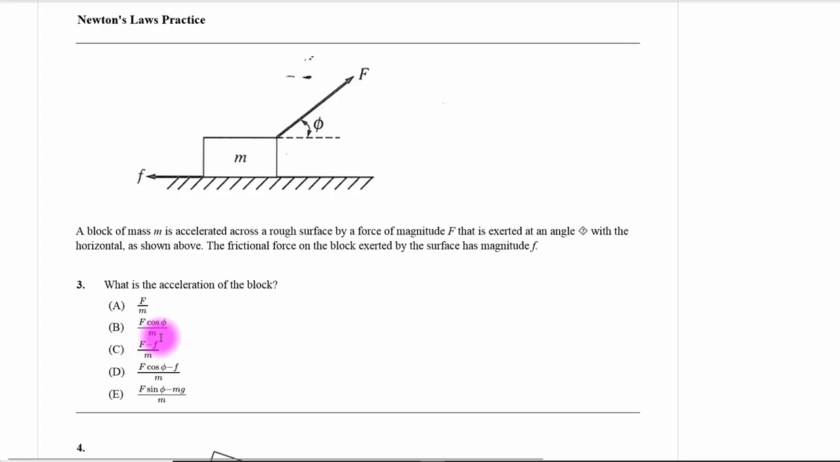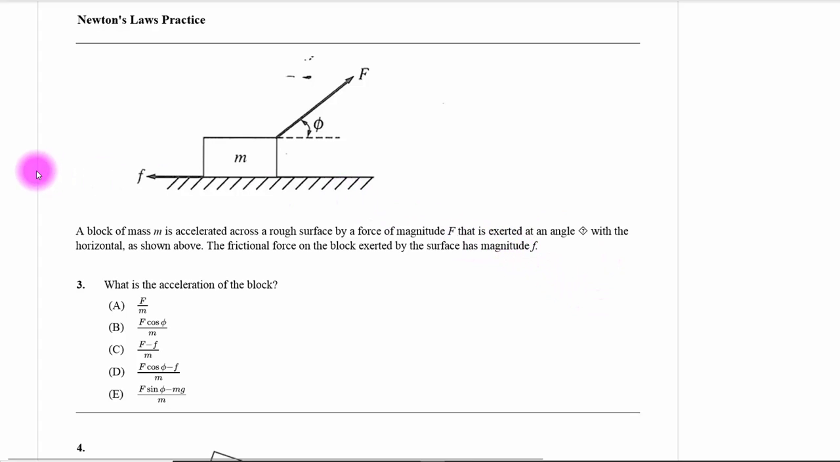So for this problem here, it says a block of mass m is accelerated across a rough surface by a force of magnitude F that is exerted at an angle, phi, the Greek letter right there, with the horizontal as shown above. The frictional force on the block exerted by the surface is magnitude lowercase f.